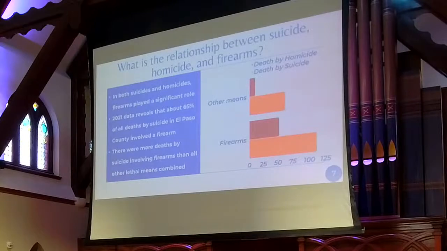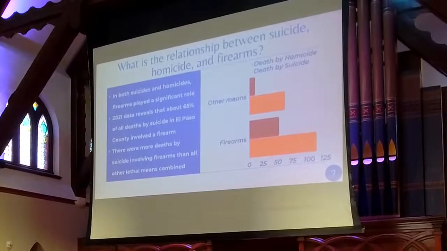So what's the relationship between suicide, homicide, and firearms? Well, in both suicides and homicides, firearms played a very significant role. As you could imagine, something that is very small and very powerful is very effective as a weapon. 2021 data reveals that about 65% of all the deaths by suicide involved a firearm. It goes to show how effective a firearm can be when one is trying to take their own life.